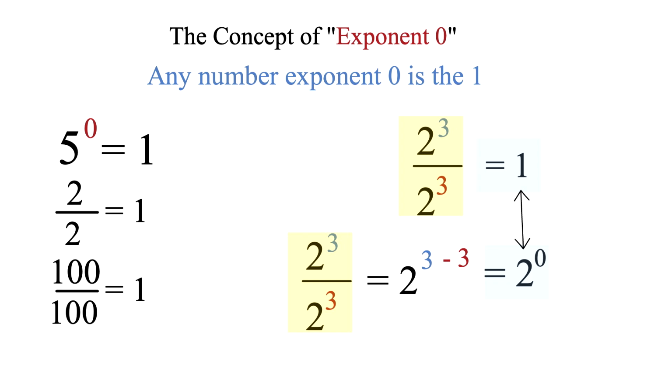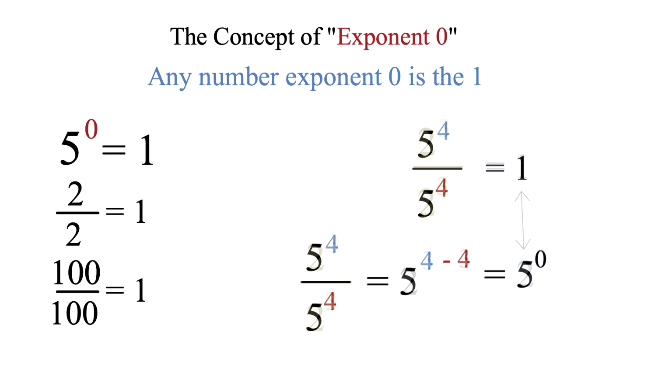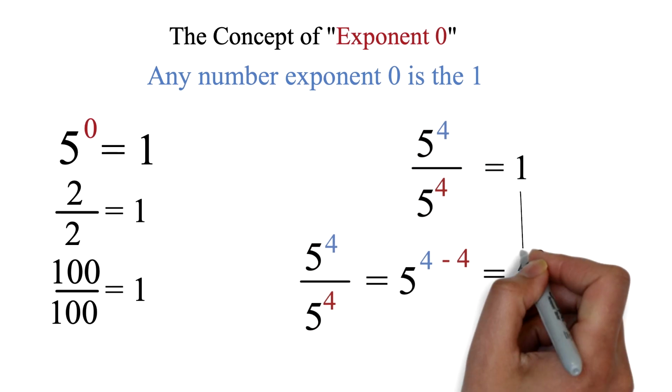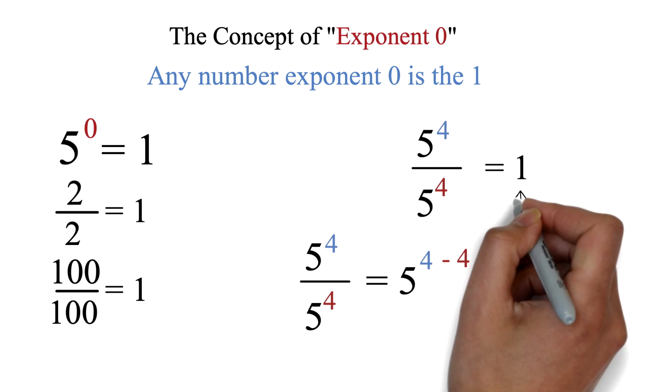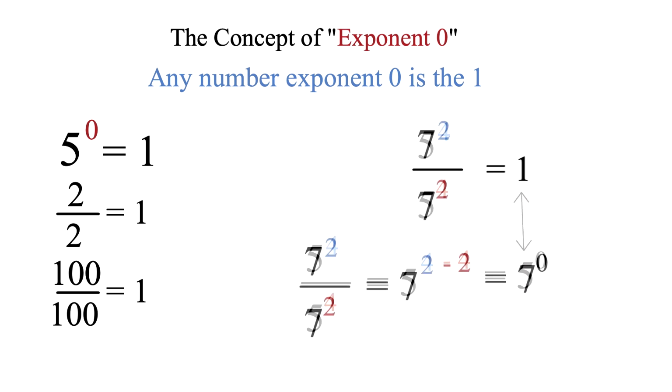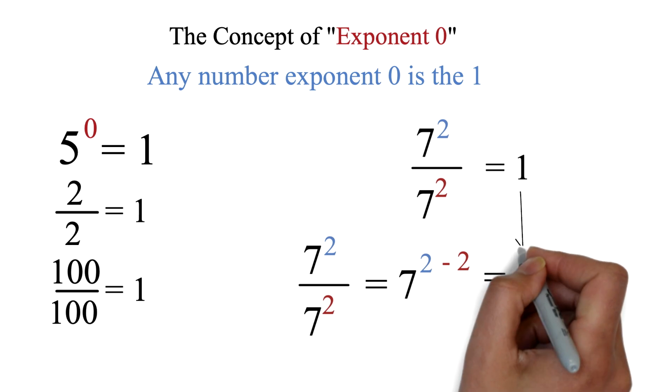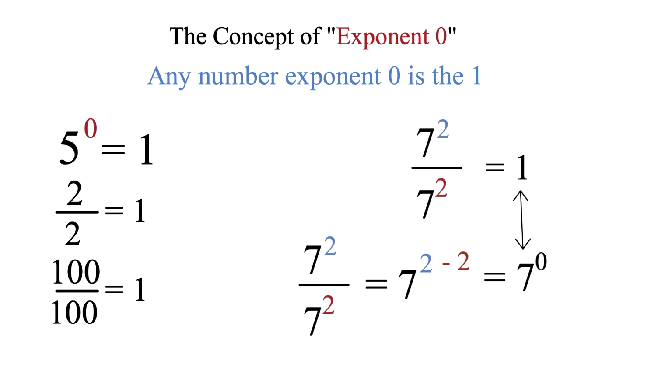We can take any number and exponent, provided the numerator and denominator are the same, we will end up with the same thing. Here, we chose 5 exponent 4 and we ended up with 5 exponent 0 equals 1. Here, we chose 7 exponent 2 and we ended up with 7 exponent 0 equals 1.